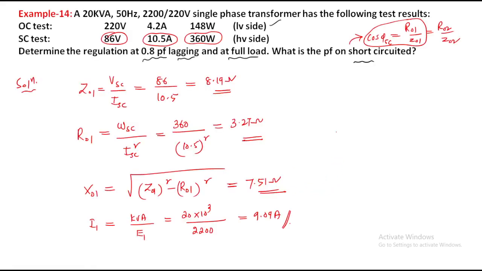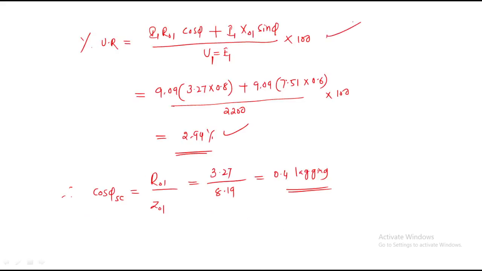Simple. We have to calculate cos phi sc, that is R0 by R by Z. We have Z and R. To calculate voltage regulation we need X, that's why we have calculated X from this R and Z. To calculate regulation we need I1 with respect to primary, that's why I1, X01, R01, Z01. Then this is the formula to calculate voltage regulation referred to primary, or you can calculate it referred to secondary. You will get the same answer.